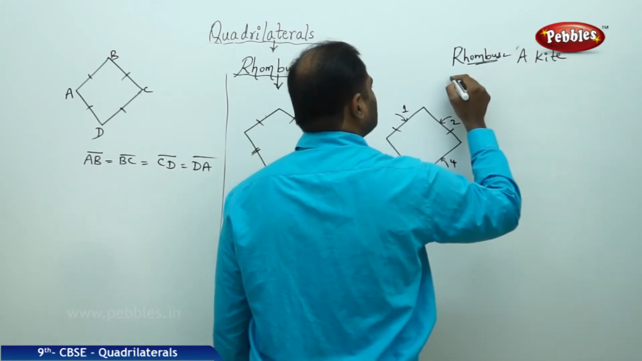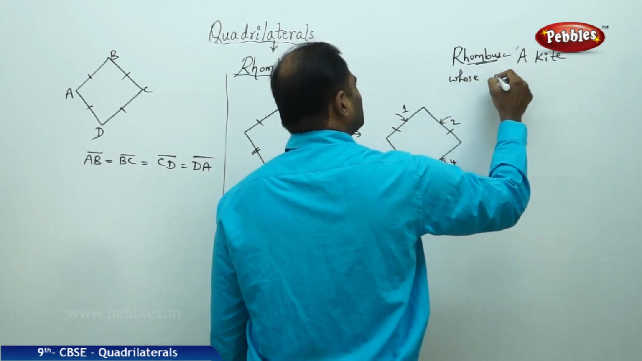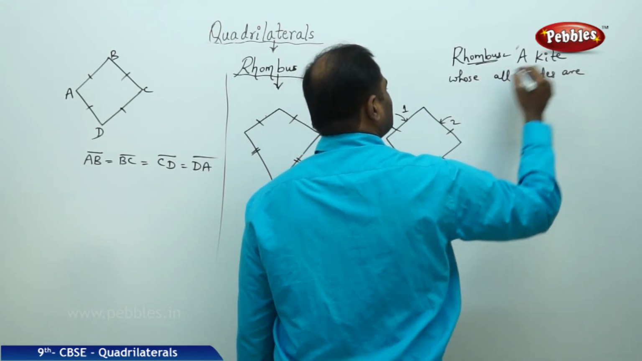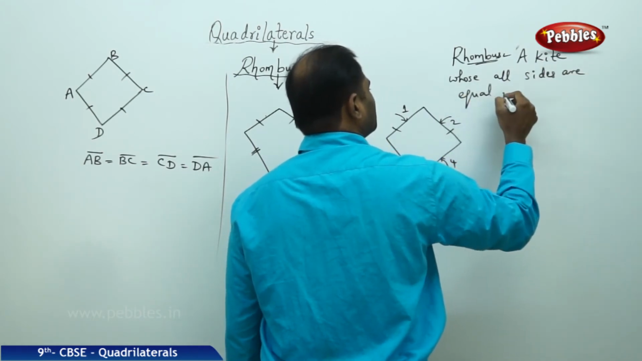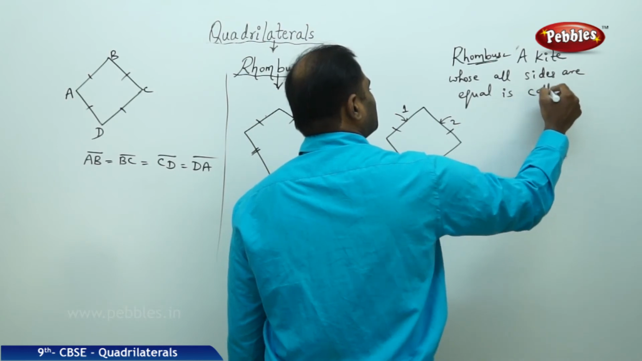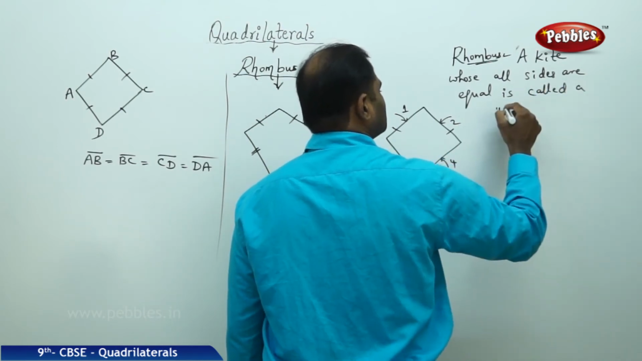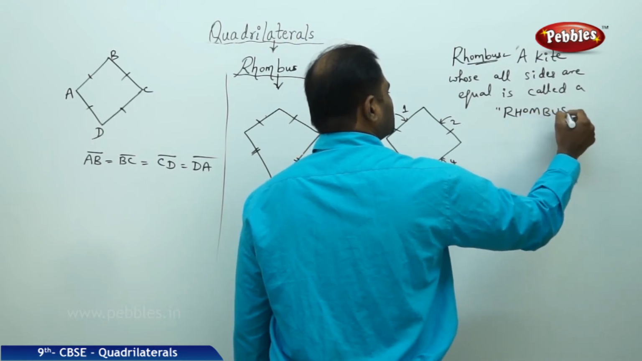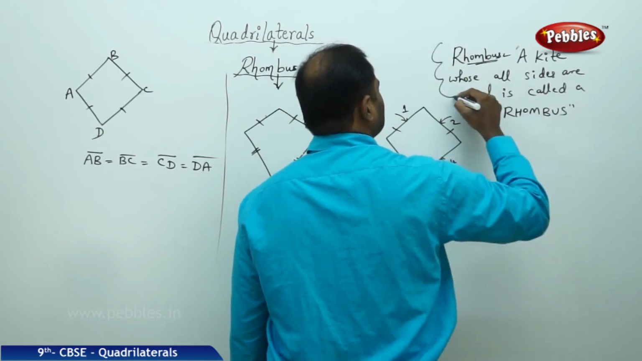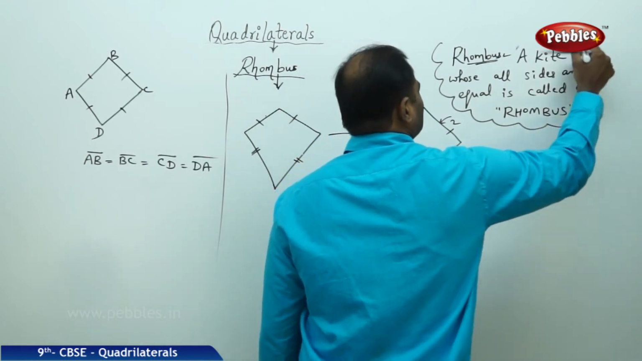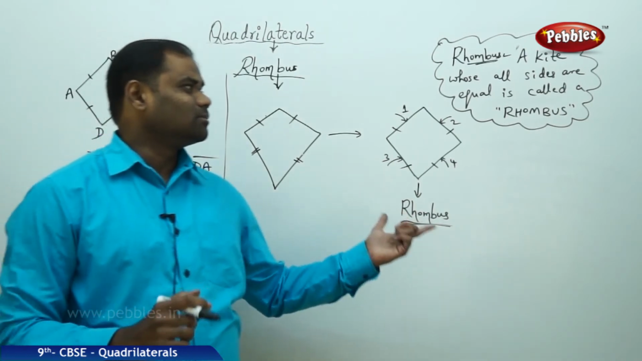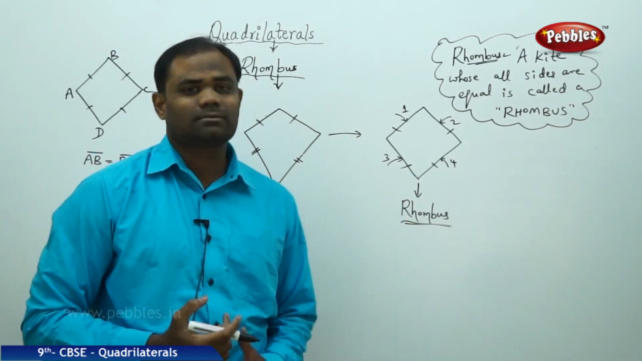A kite whose all sides are equal is called a rhombus. A kite whose all sides are equal is called a rhombus.